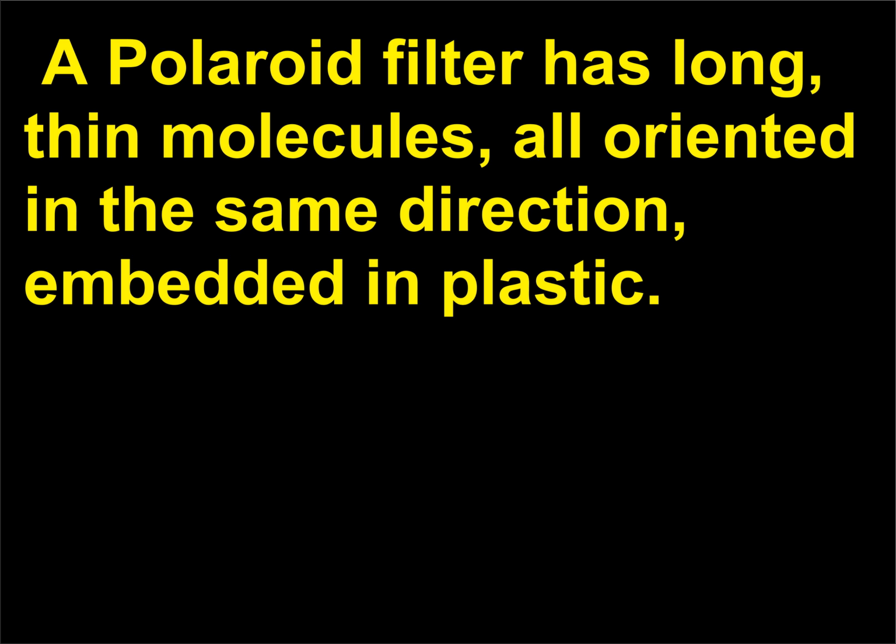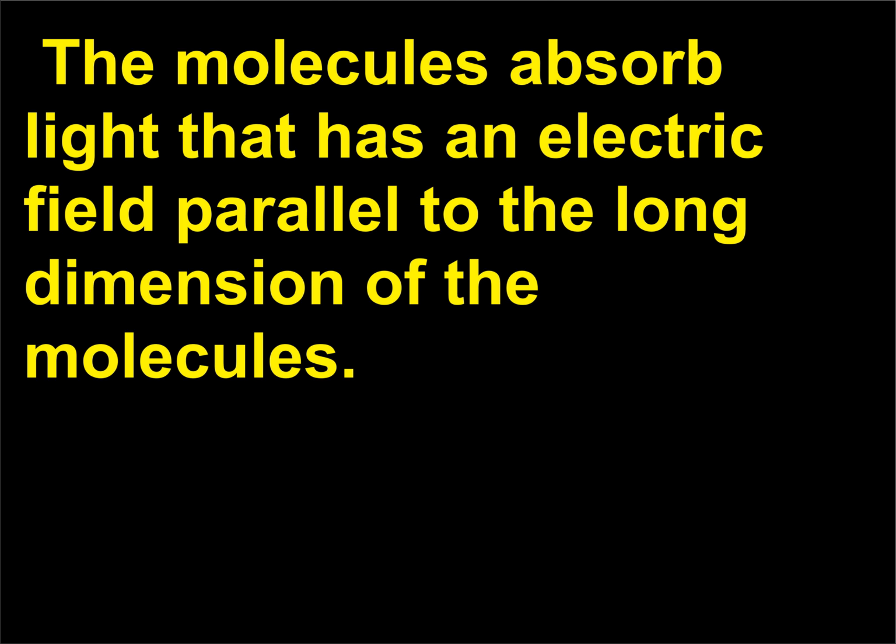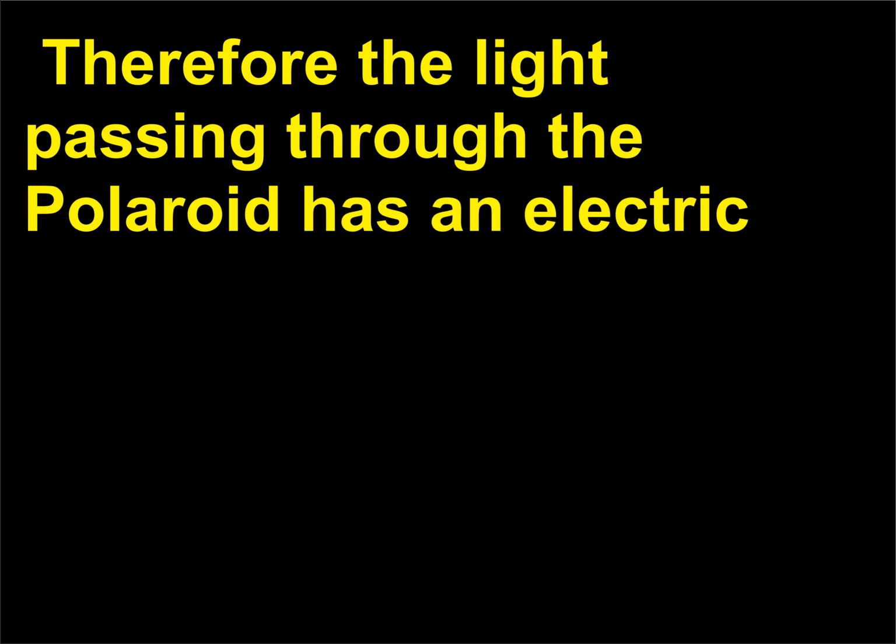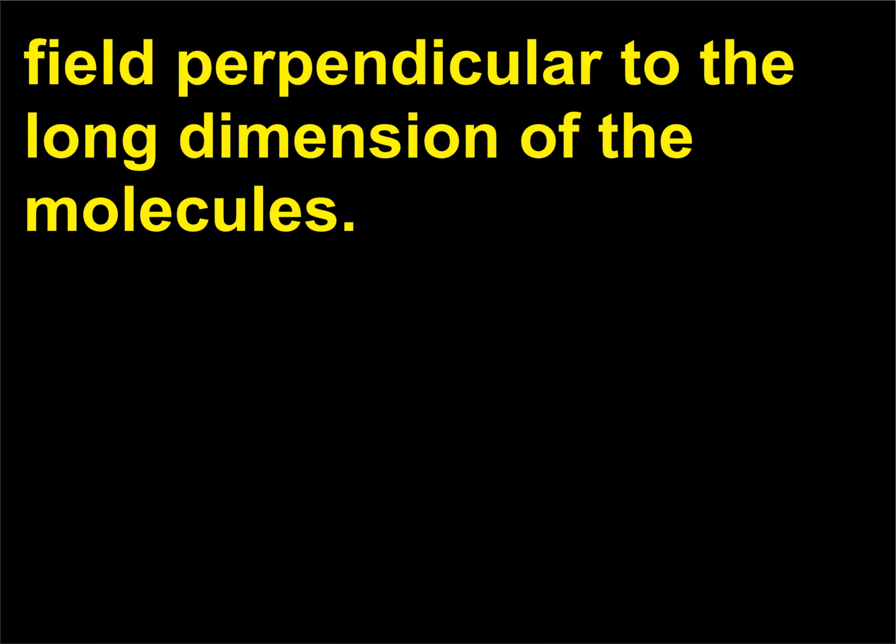A Polaroid filter has long, thin molecules, all oriented in the same direction, embedded in plastic. The molecules absorb light that has an electric field parallel to the long dimension of the molecules. Therefore, the light passing through the Polaroid has an electric field perpendicular to the long dimension of the molecules.